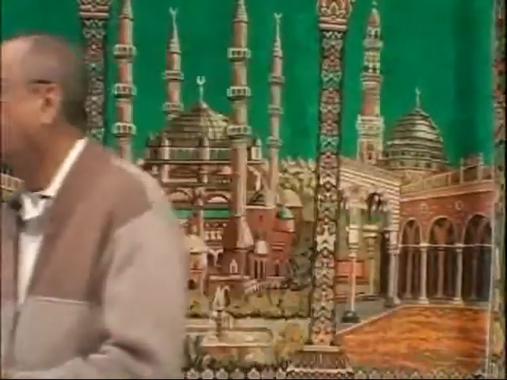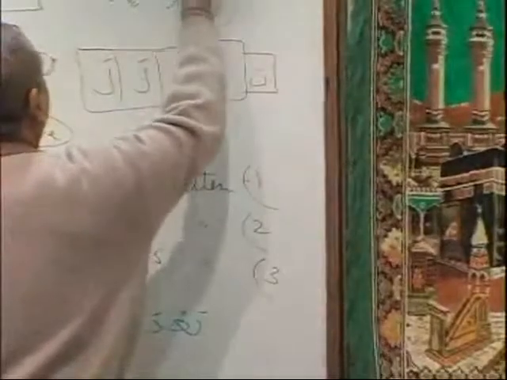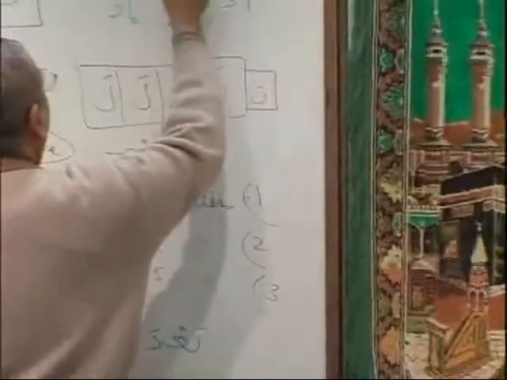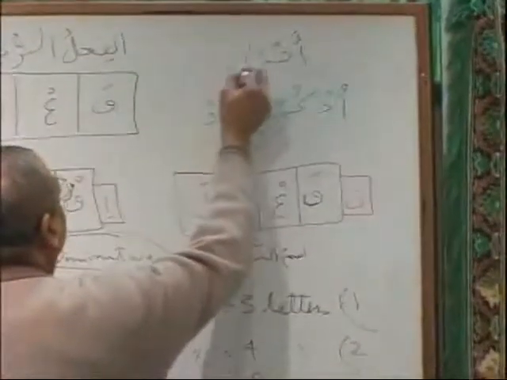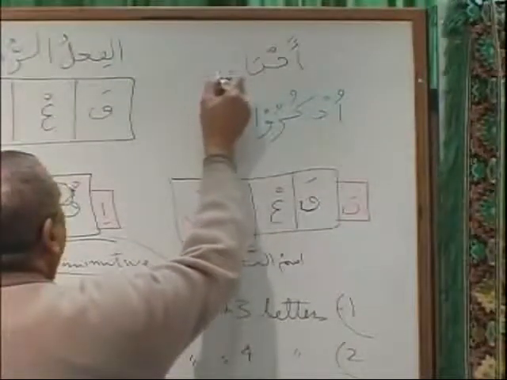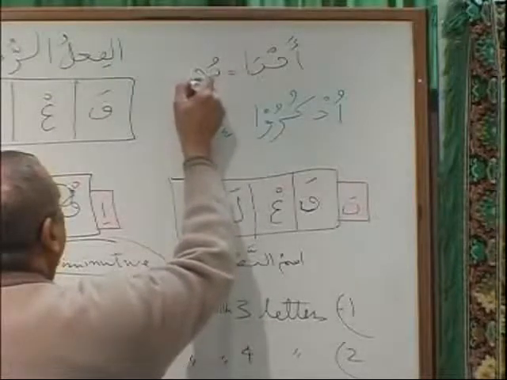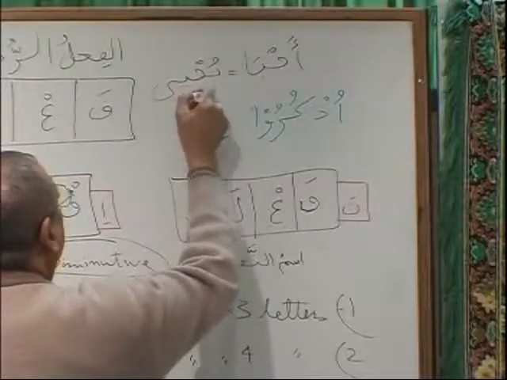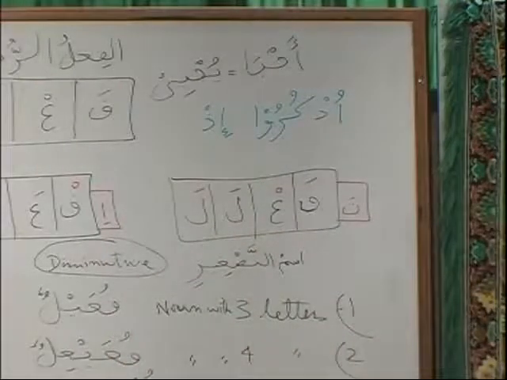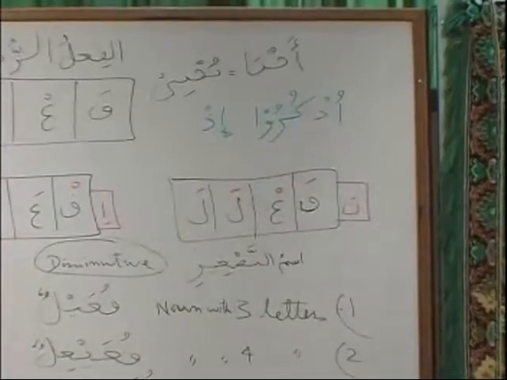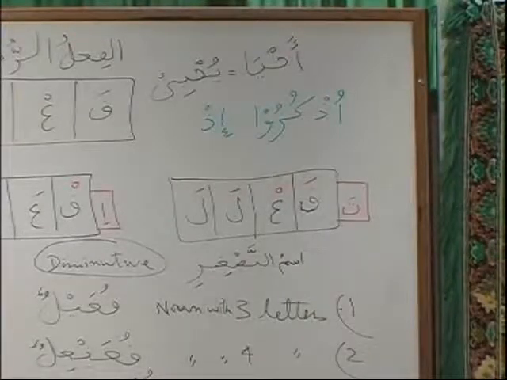Are you with me? So what is tuhyi? What is madi? Ahya. How do you write ahya, brothers and sisters? In the dictionary, it is written like this. Okay, it should not confuse you. Got the idea, brothers and sisters? That's the way it is written. Ahya, yuhyi.